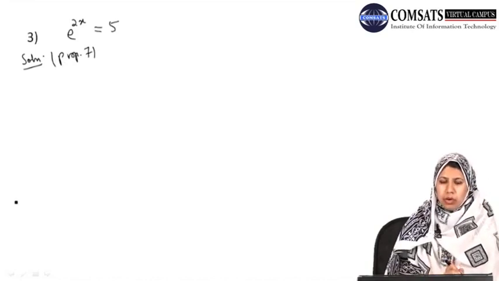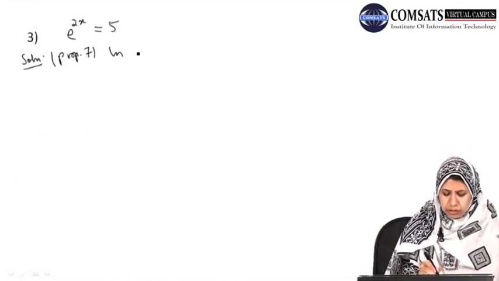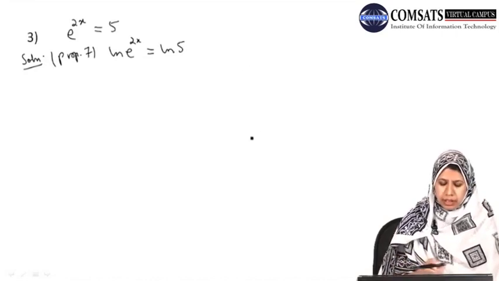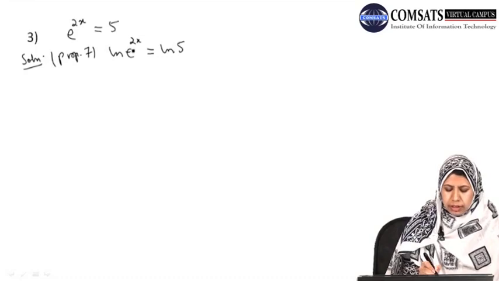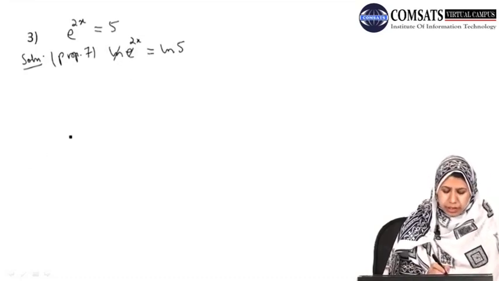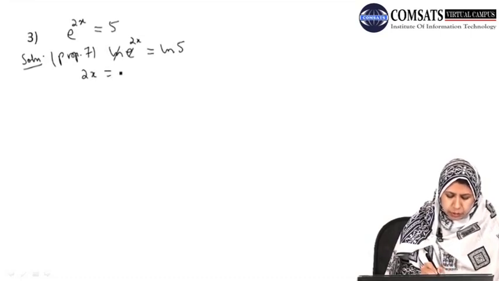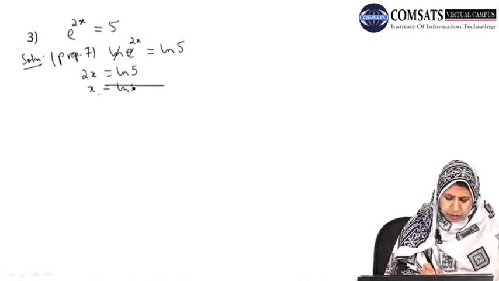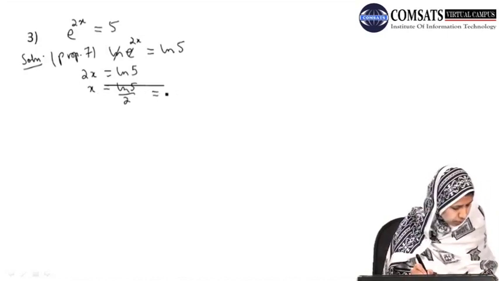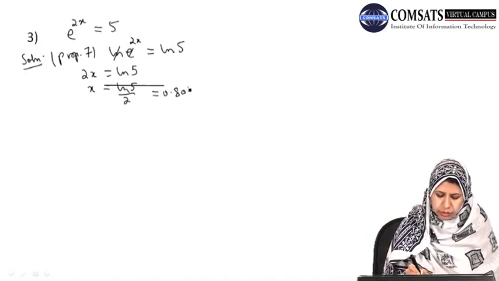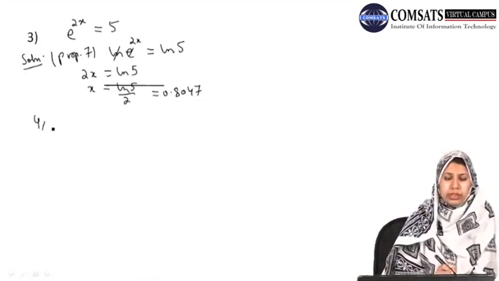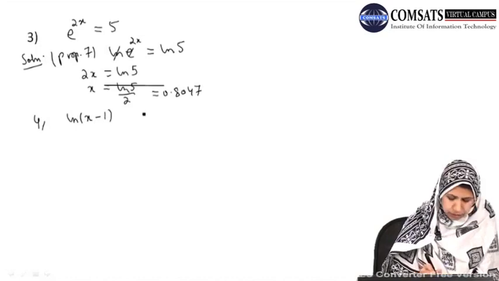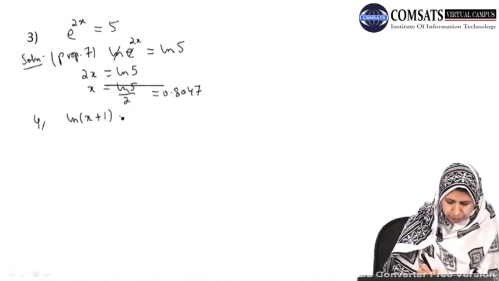Property 7 says that we will take the log on both sides, that is, the natural log of e to the power 2x is equal to the natural log of 5, and the natural log and the base are the same, so they will cancel out, and we will obtain 2x is equal to natural log of 5, and x is equal to natural log of 5 divided by 2, which is equal to 0.8047.